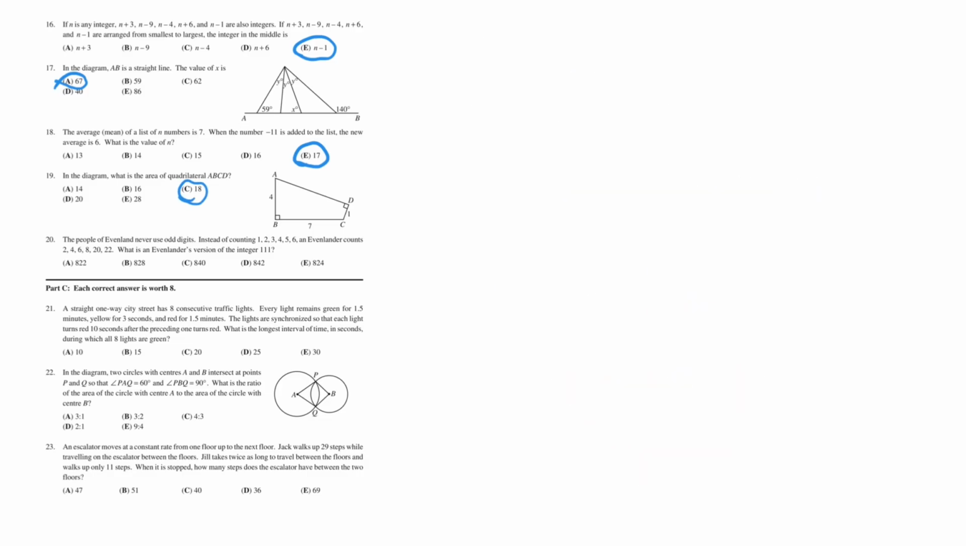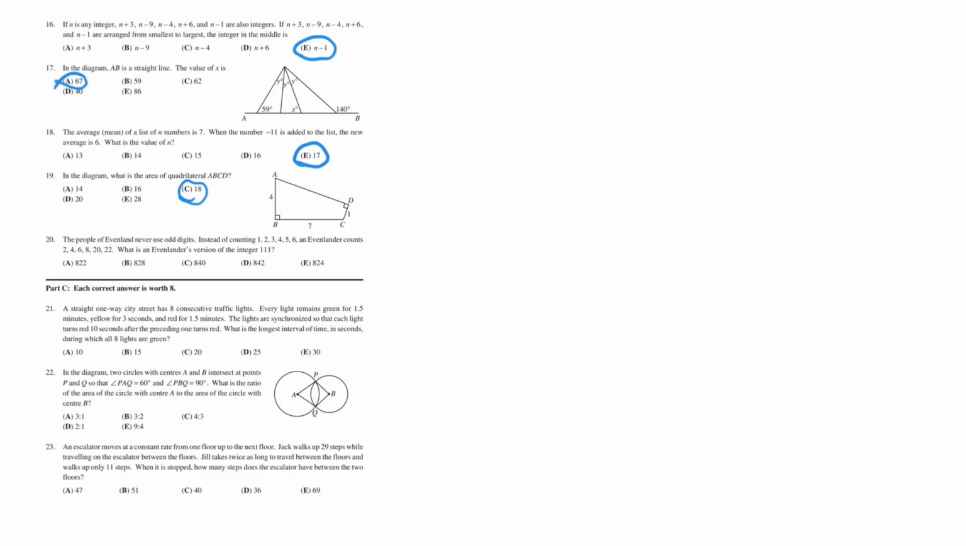Number 20. The people of Evenland never use odd digits. Instead of counting 1, 2, 3, 4, 5, 6, an Evenlander counts 2, 4, 6, 8, 20, 22. What is an Evenlander's version of the integer 111?